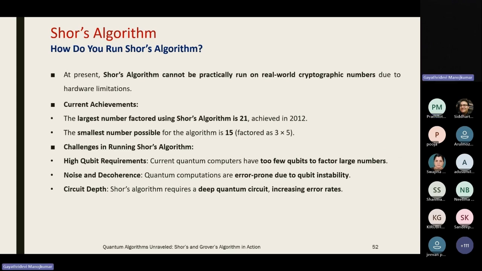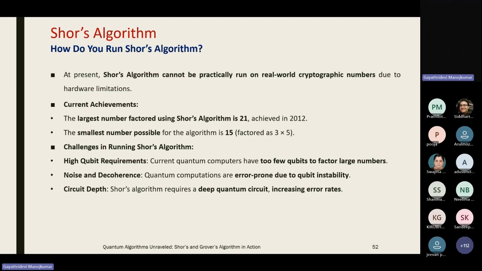So at present, Shor's algorithm cannot be practically run on real-world cryptographic numbers, as we have seen some hardware limitations: we need logical qubits, and we need to cut short the circuit design and all those things. So currently they have achieved Shor's algorithm for 21. This was achieved in 2012.